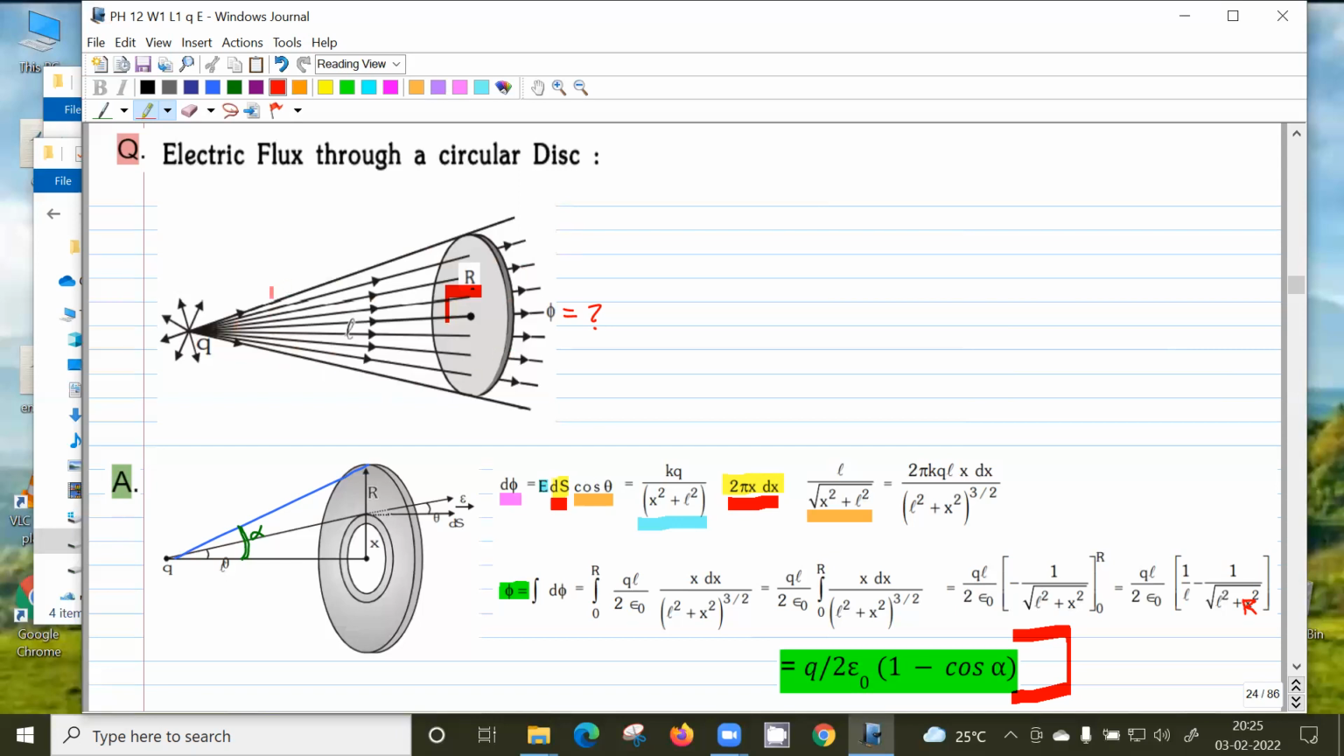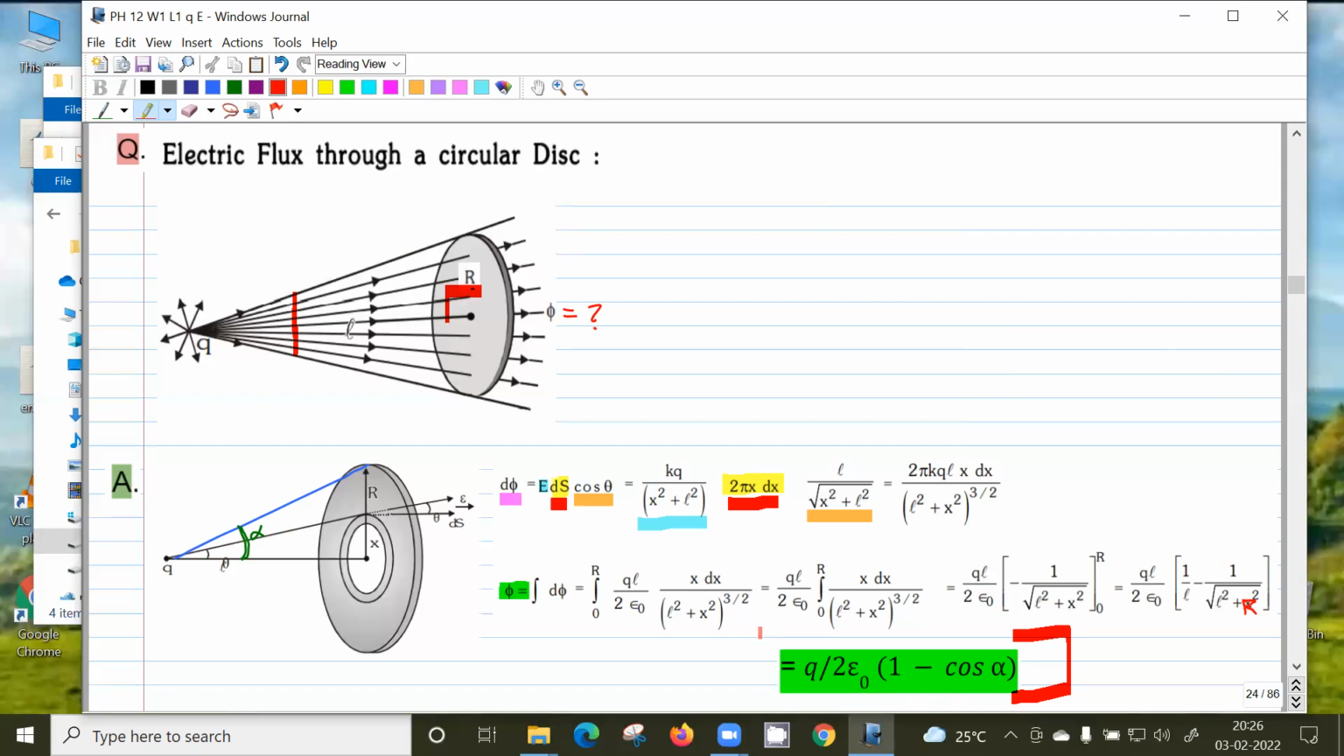These electric field lines which are cutting through this disk, if I take all those lines, they will form a cone. A lot of lines will be inside the cone, but the outermost lines will form the surface of the cone. You can visualize that, right? And this cone will have a half angle alpha, because the full angle is 2 alpha. So the half angle is alpha, so it's 1 minus cos alpha.